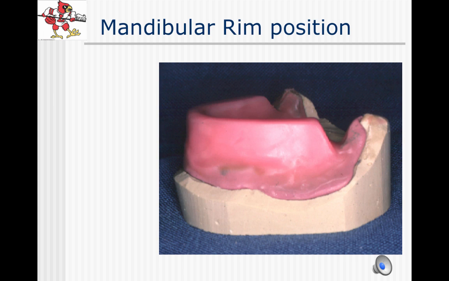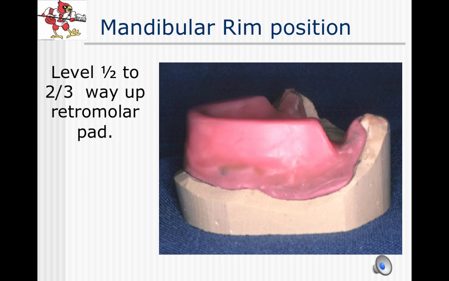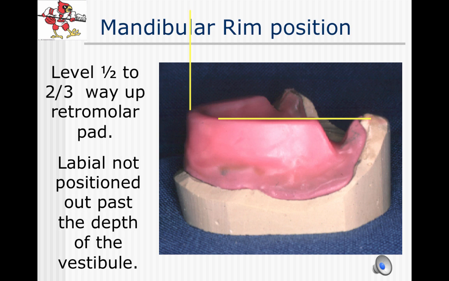The level of the occlusal plane should be 1/2 to 2/3 of the way up the retromolar pad. The labial should not be positioned out past the depth of the vestibule. That's the farthest point anteriorly that we will set teeth.